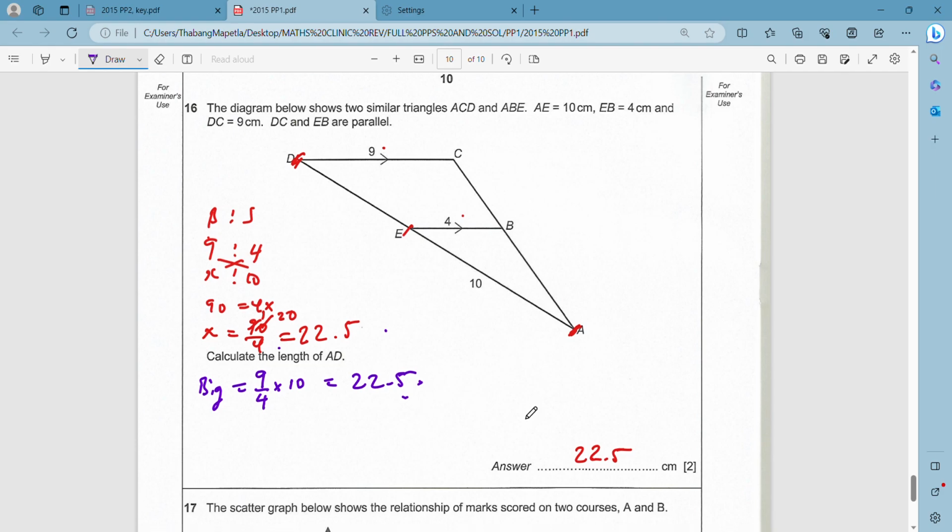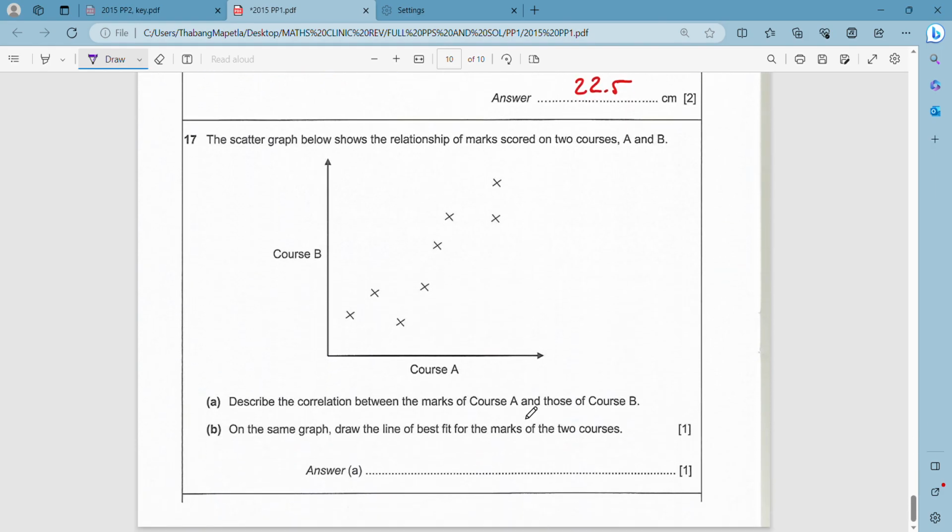This is similarity and congruence. The last one. Oh wow. Okay, the last one. Question number 17 says the scatter graph below shows the relationship of marks scored on 2 courses A and B. So describe the correlation between the marks of course A and of course B.